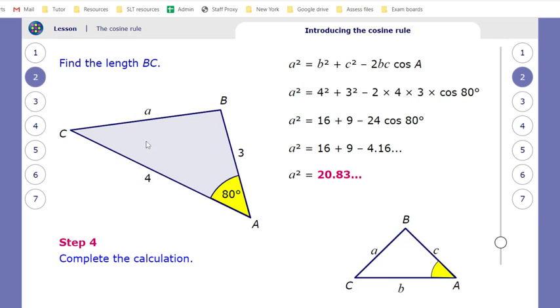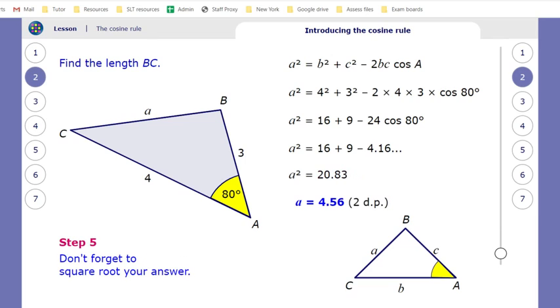Remember, the 20.83 up here doesn't seem like a sensible answer for that length. We can't draw a triangle that's 20.8 long by 3 and then 4. So we've got to do that last step, which is to square root it so that we get a final answer. It is the most common thing that people forget when using the cosine rule, but an answer of 4.56 seems far more logical for BC.